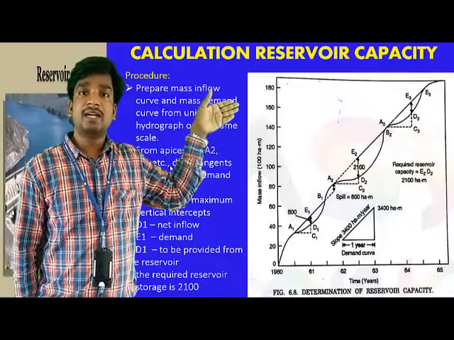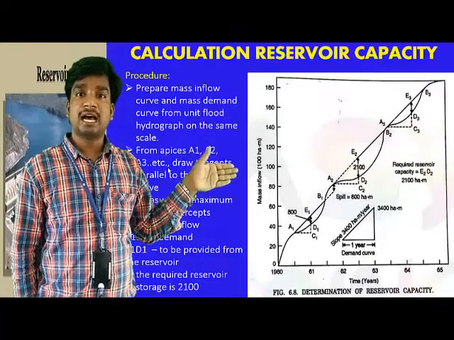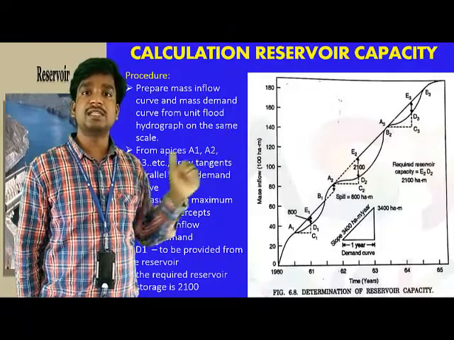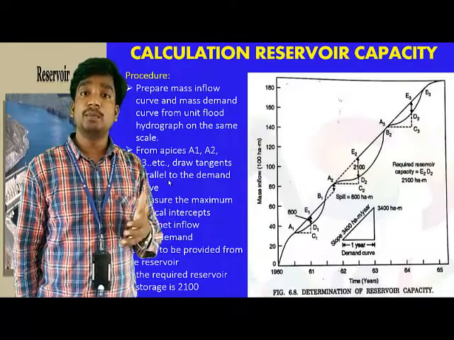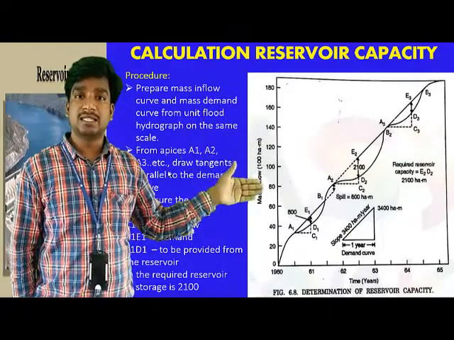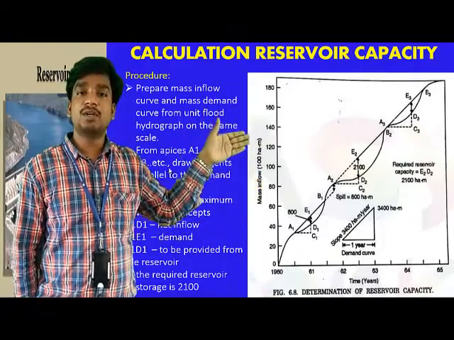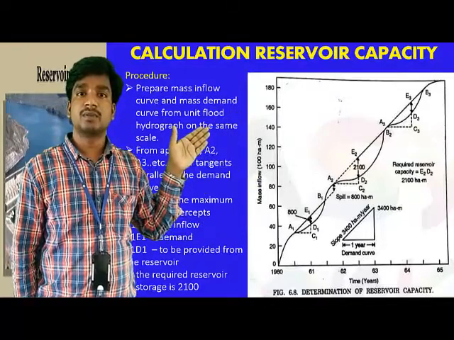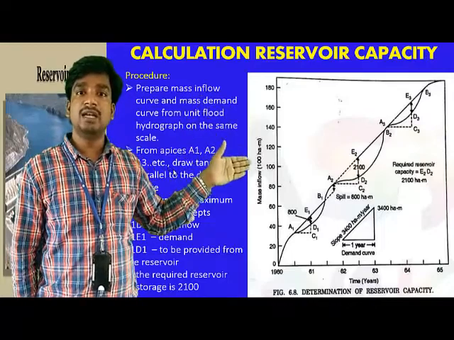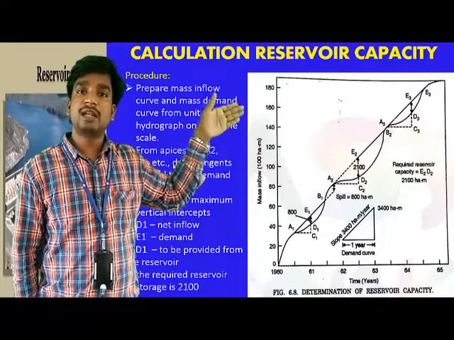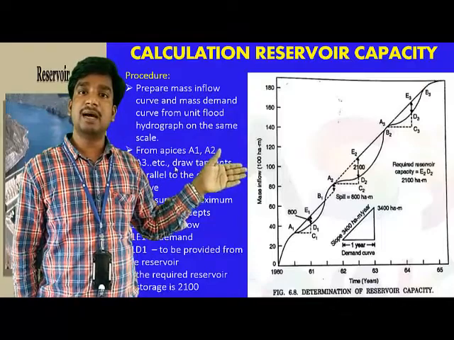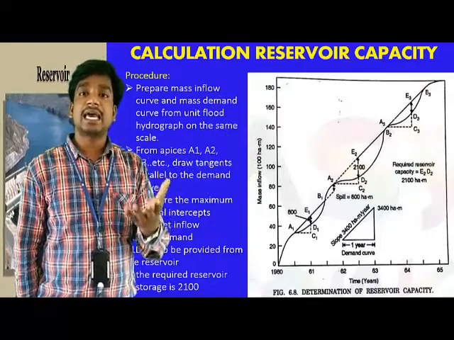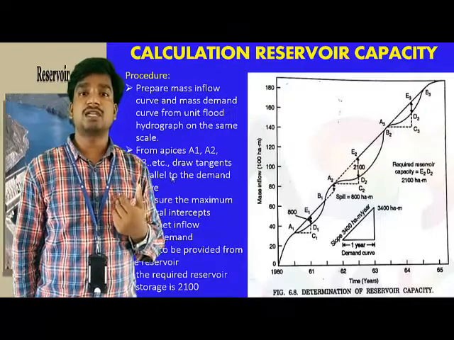Our demand is E1 C1, but the available net inflow is only D1 to C1. So in order to meet the requirement of E1 C1, we need an excess amount of water, which is E1 to D1. D1 to C1 is the net inflow value. In a similar fashion, to meet the E1 C1 demand, you need E1 to D1 as the supply from the storage of the reservoir.